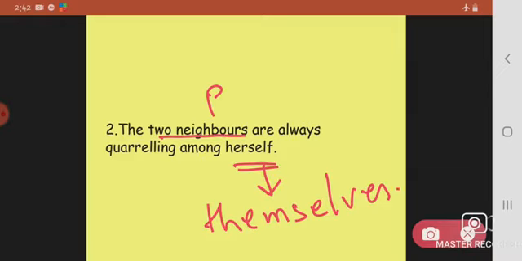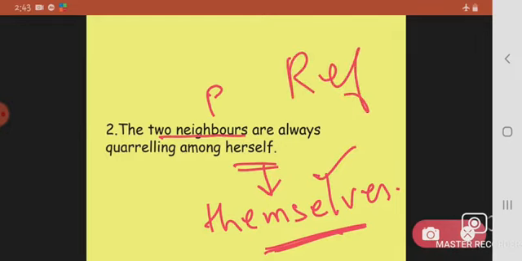Now, whether this themselves is a reflexive or an emphatic pronoun. Now read the sentence without the reflexive pronoun. The two neighbors are always quarreling among. So again, without themselves, the sentence is incomplete. Hence, it is a reflexive pronoun. Very good.